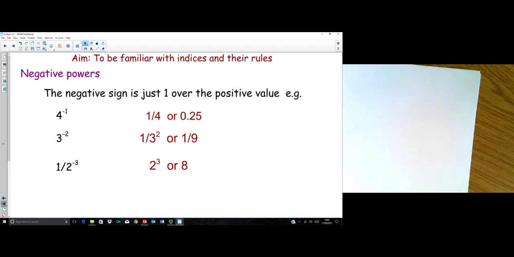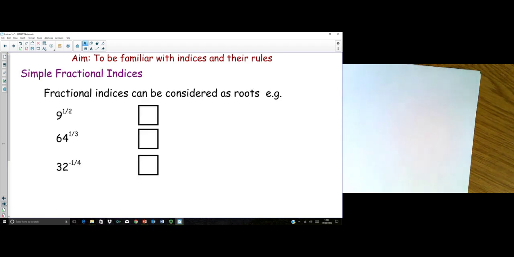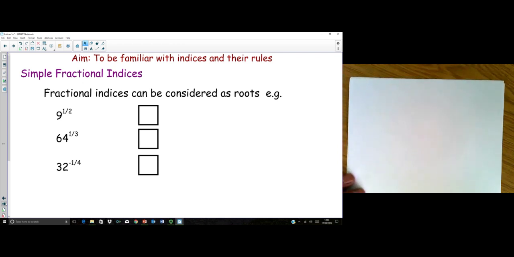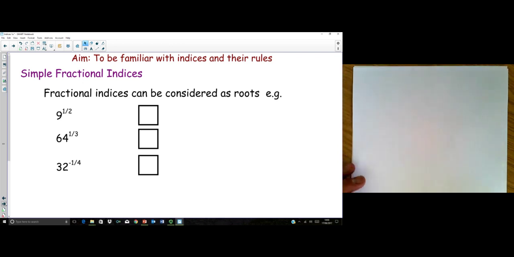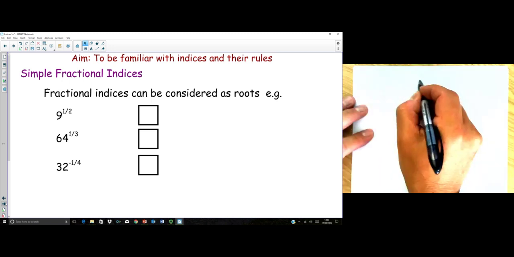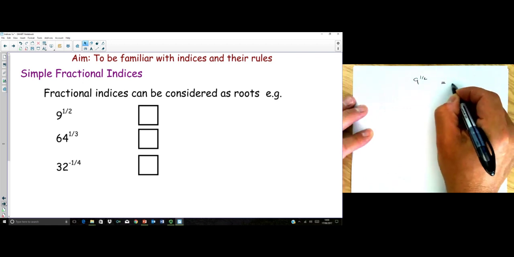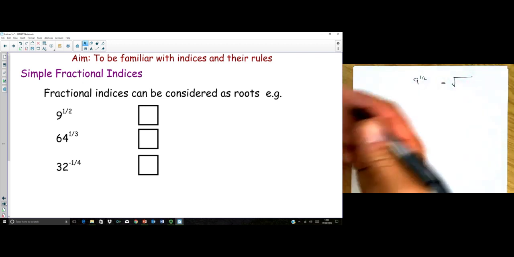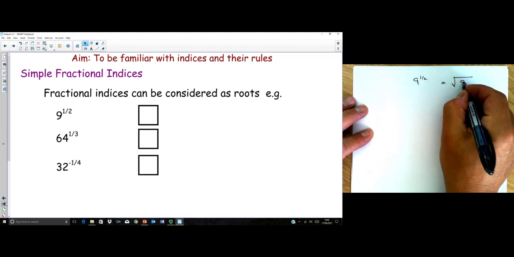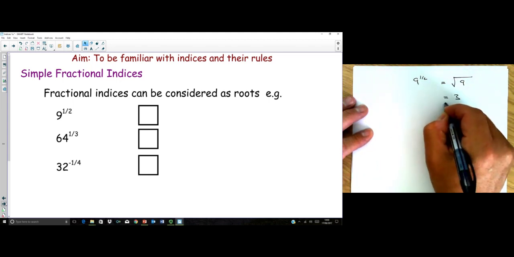And the last thing we need to look at is fractional indices. Now, fractional indices just mean roots. 1/2 is a square root, 1/3 is a cube root, 1/4 is a root to the power 4. Okay, so 9 to the half, we could rewrite that, though we don't have to because now we're more advanced maths, as the square root of 9, which is just 3.